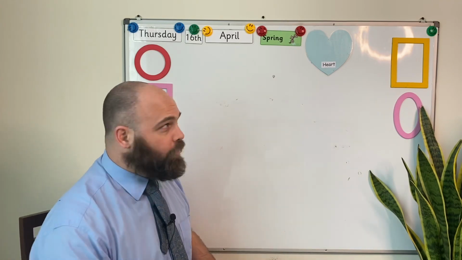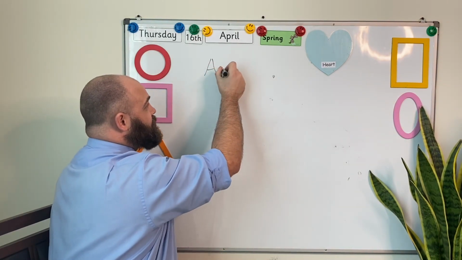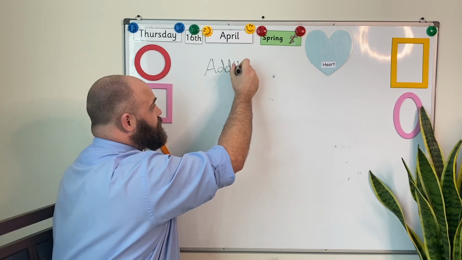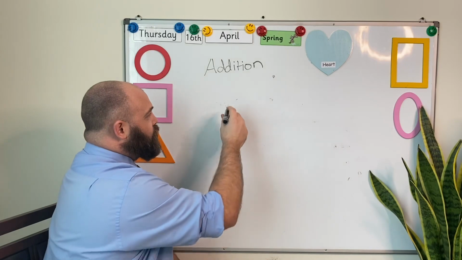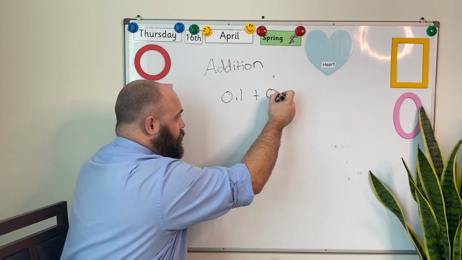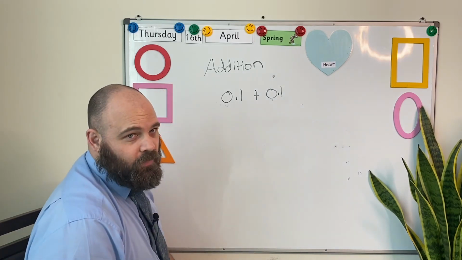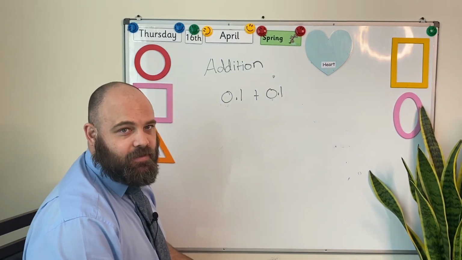So we'll start off with addition. So if you make your heading for this bit, addition, and we start off with 0.1 plus 0.1. Okay, I have 1/10 plus 1/10. How many tenths is that going to give me?